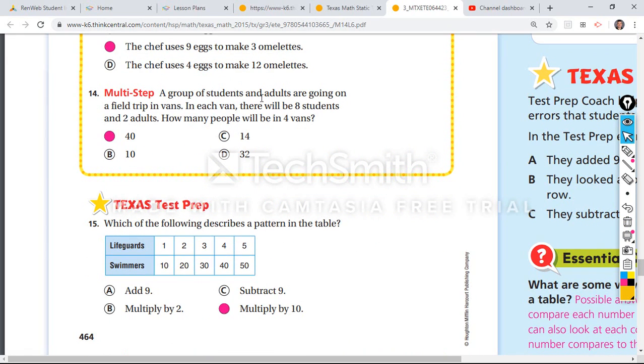The next one: a group of students and adults are going on a field trip in vans. In each van, there will be 8 students and 2 adults. How many people will be in 4 vans? We have to figure out how many people are in total. So 8 plus 2 is 10, and then you multiply that by 4, and that's your answer. The key is adding the 2 adults and the 8 students. If they were to ask only about students, that would be a different operation, but since they ask about people, adults and students are included.